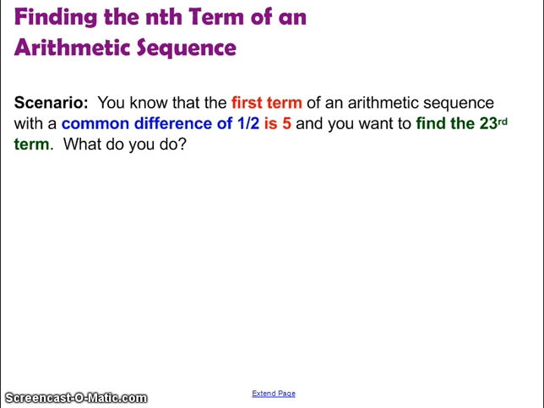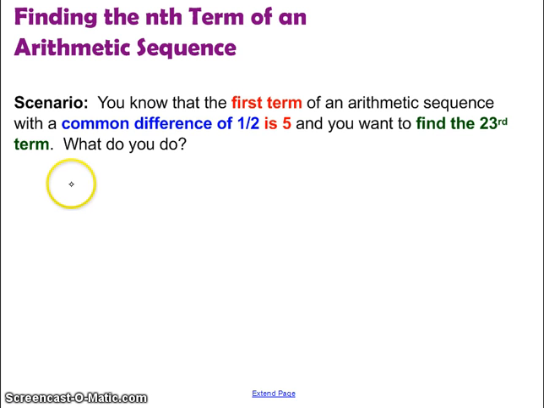The last thing that we're going to do is called finding the nth term of an arithmetic sequence. So when you would want to do this is in a scenario like this. You know that the first term of an arithmetic sequence with a common difference of a half is 5. And what you want to do is find the 23rd term. You're going to think, what do you do?